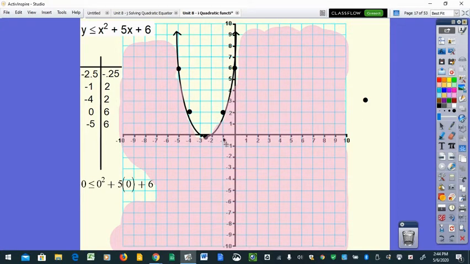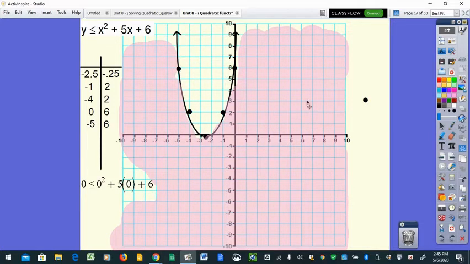And then I decided to pick 0, 0. It's far enough away from the parabola that I'm confident that's a good point to test a region. And you'll see down here that I rewrote the inequality, replaced the x's with zeros, and you get 0 squared plus 0 plus 6. Is 0 less than or equal to 6? That is a true inequality. So 0, 0 is part of the solution.